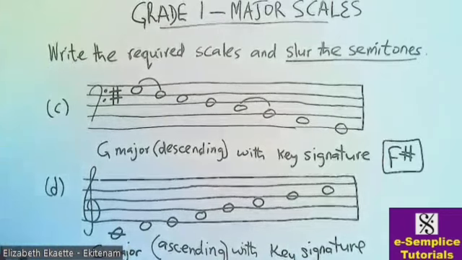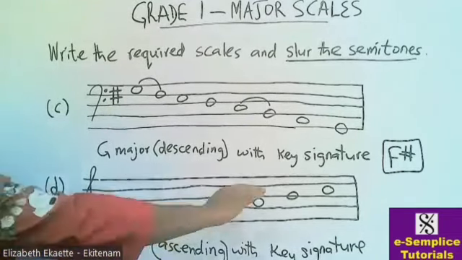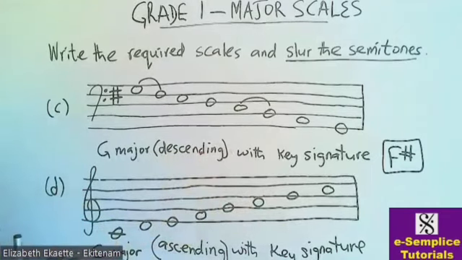And please endeavor to spread your notes well so that it would look neat. Don't cluster your notes together. Don't choke your notes together. Utilize the whole stave that you are given. Spread your notes well so that your scale will look beautiful. So we have done C major ascending, no key signature, so there's nothing to show.